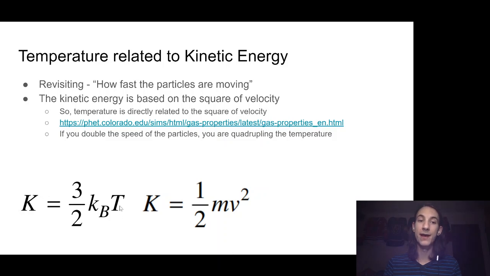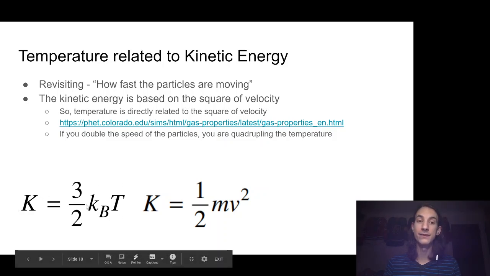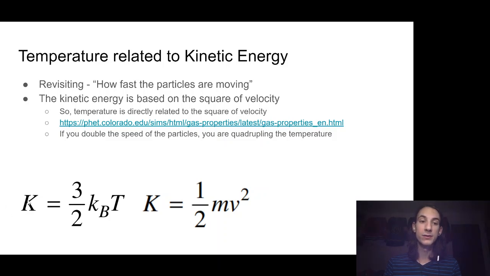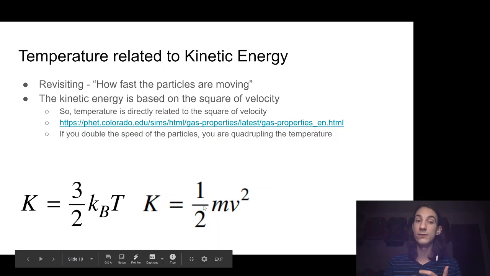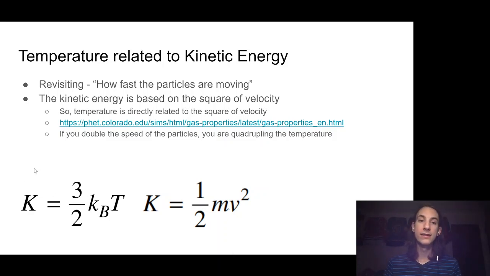If I were to graph this, I'd have a slope of 3/2 times Boltzmann's constant, and they would be directly related to each other. If I increase kinetic energy, I would increase the temperature by the same amount. And then if we extend that further, if we set this kinetic energy, 1/2 mv squared, equal to this 3/2 kB times T, we see that the temperature here is directly related to the square of the velocity.